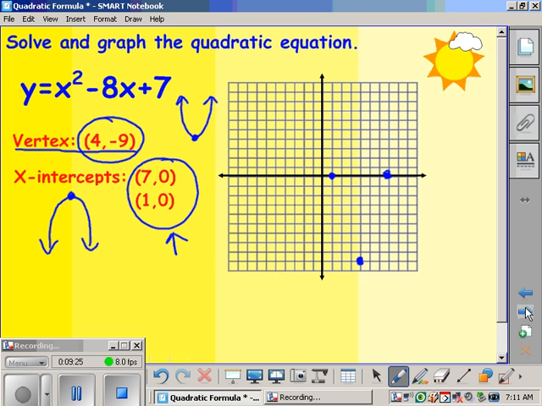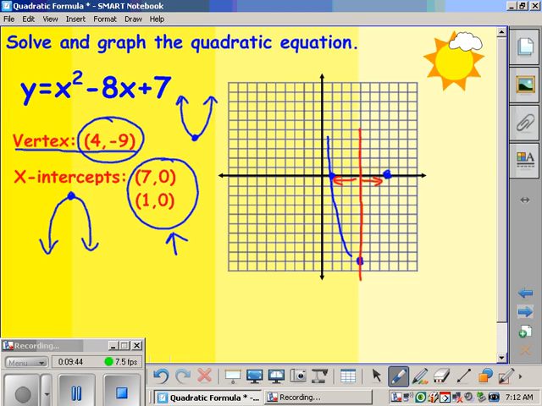If I were to draw a line right through where the vertex is, this is called the axis of symmetry. And that should basically cut the parabola in half. So in other words, the two x-intercepts should be equal distance from where the vertex is. And if they are, then you can be pretty confident in your work.